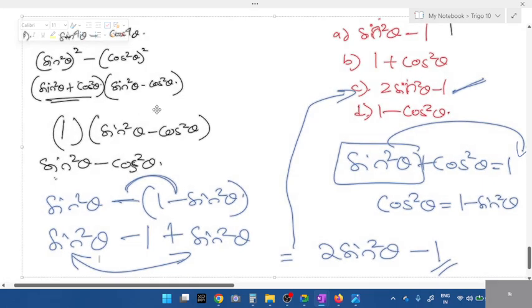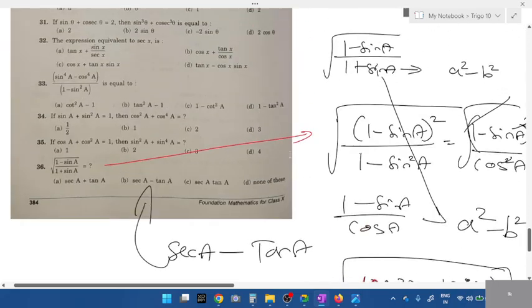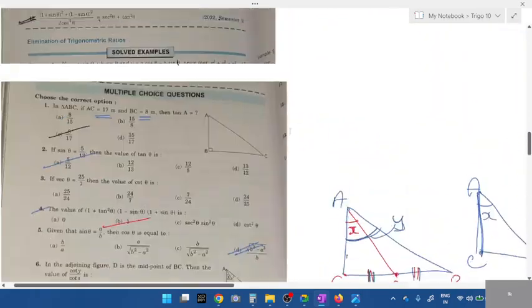Shall we try the next one? Okay, fine, students. We'll start with 3 marker questions. The MCQs we will do at the end. We'll start with 3 marker questions.